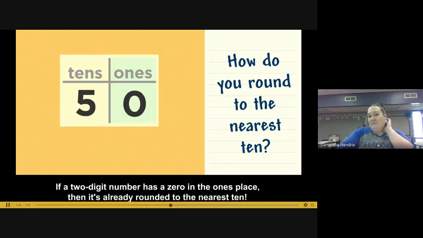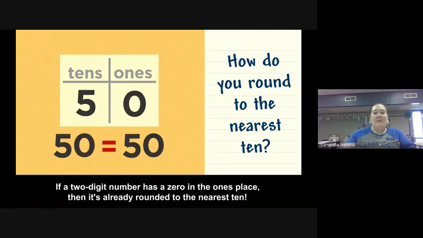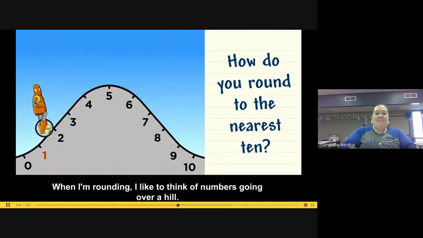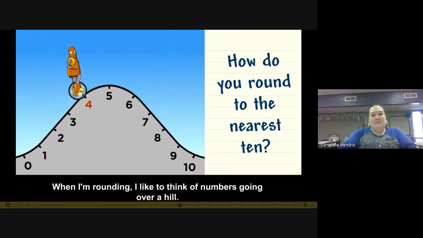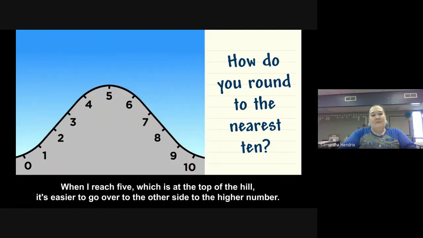If a two-digit number has a 0 in the ones place, then it's already rounded to the nearest 10. Yep. When I'm rounding, I like to think of numbers going over a hill. When I reach 5, which is at the top of the hill, it's easier to go over to the other side to the higher number.